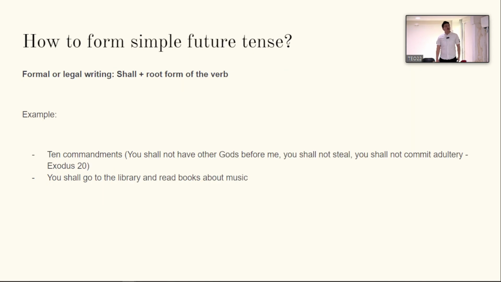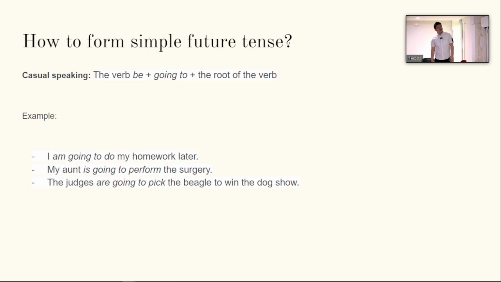And then for formal or legal writing, usually they use shall plus the root form of the verb. We know the 10 Commandments, 10 Perintah Allah in English, some of the commandments use the word shall. For example, you shall not have other gods before me. You shall not steal. You shall not commit adultery. And for example, you shall go to the library and read books about music.